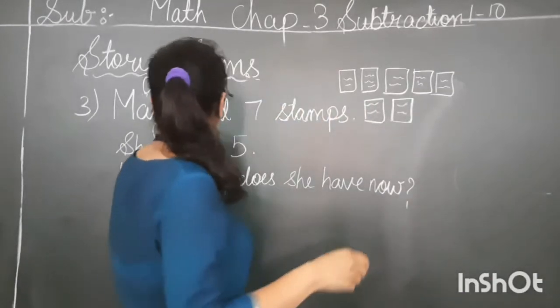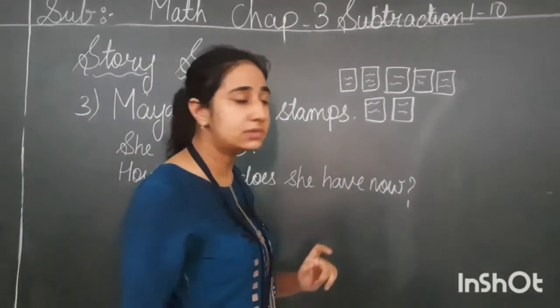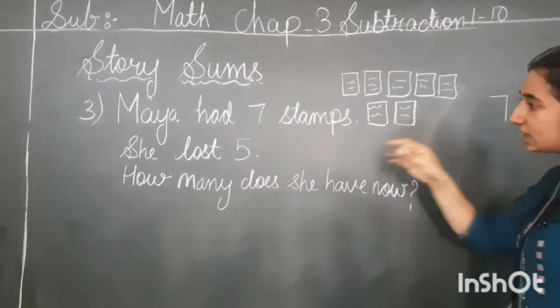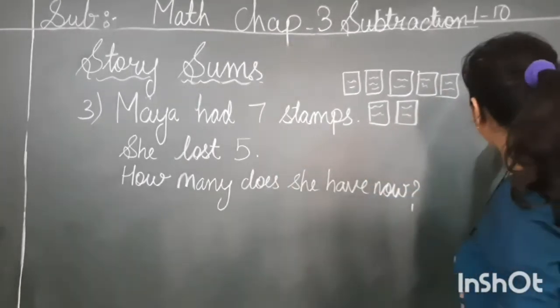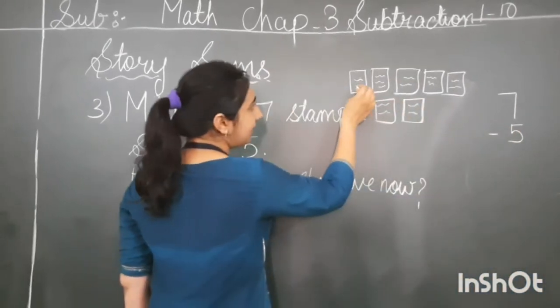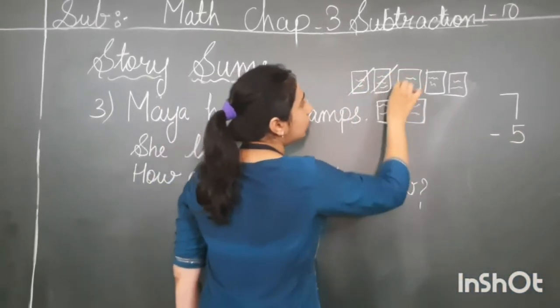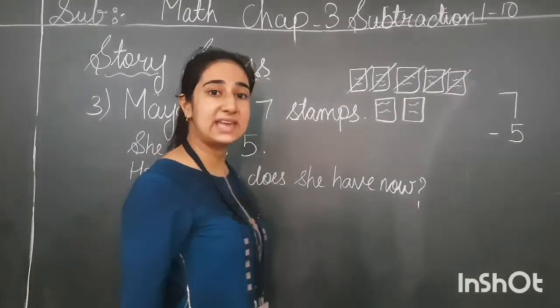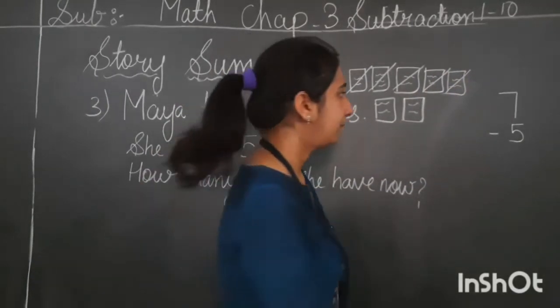So, first of all, she was having 7 stamps, so I will write here 7. As she lost 5 stamps, below 7 I will write 5, and I will cut here 5 stamps: 1, 2, 3, 4 and 5. How many stamps are now left with her?